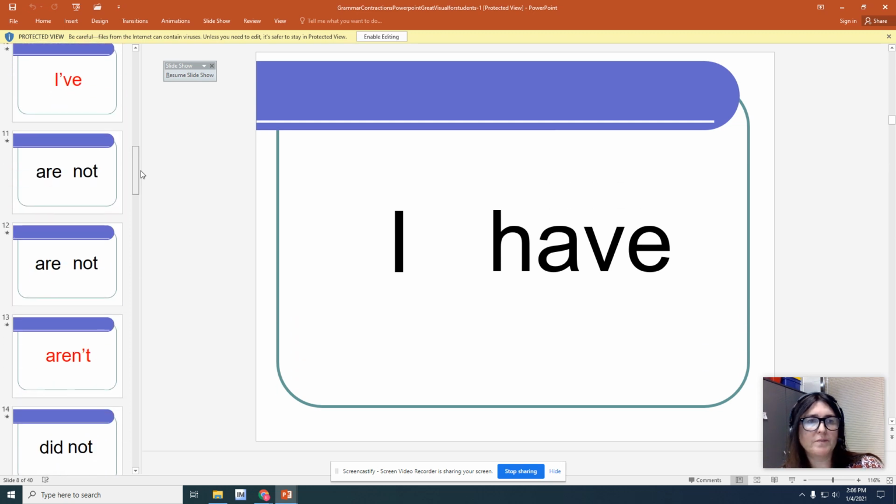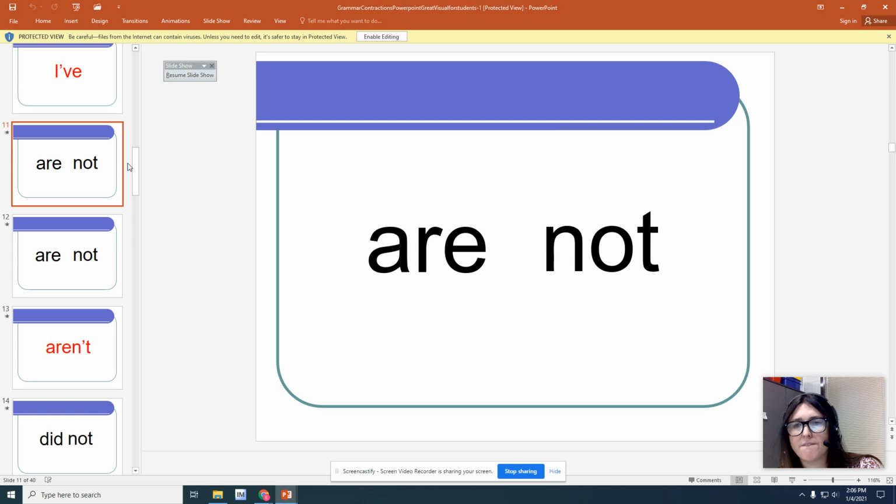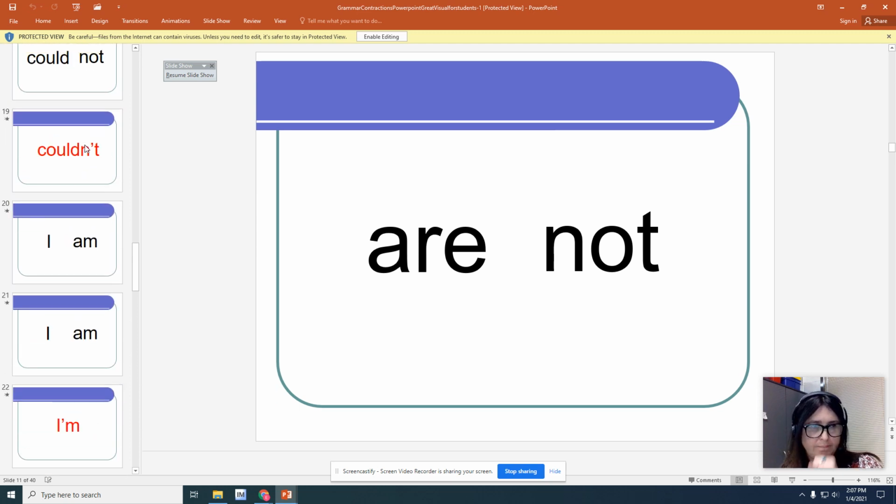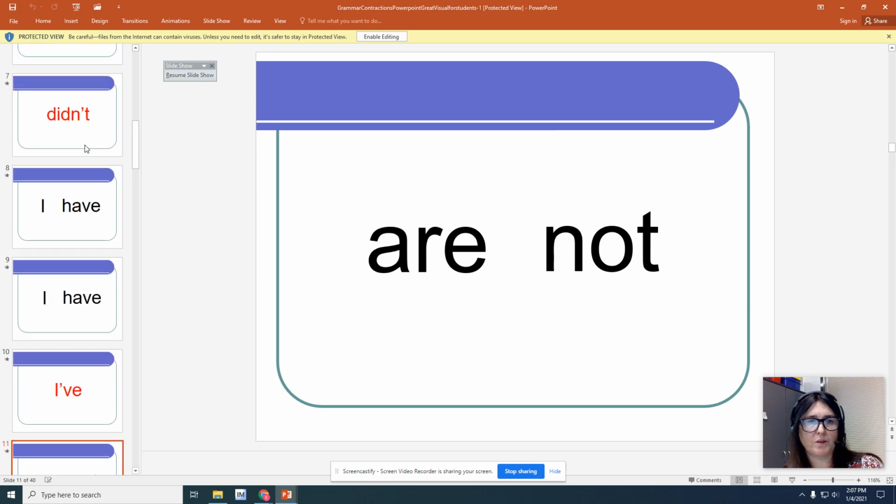Okay, here's the next one. Are not. Are not. What is the contraction for the two words are not? You are not going out today. So how can we shorten this? What would the shortened, or contracted, word be? Okay, let's do the next one.